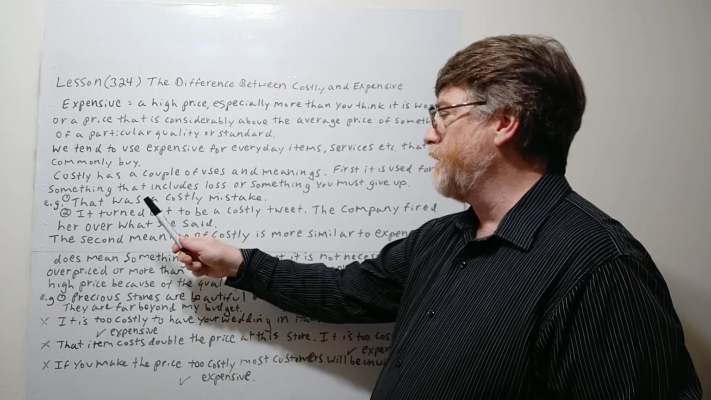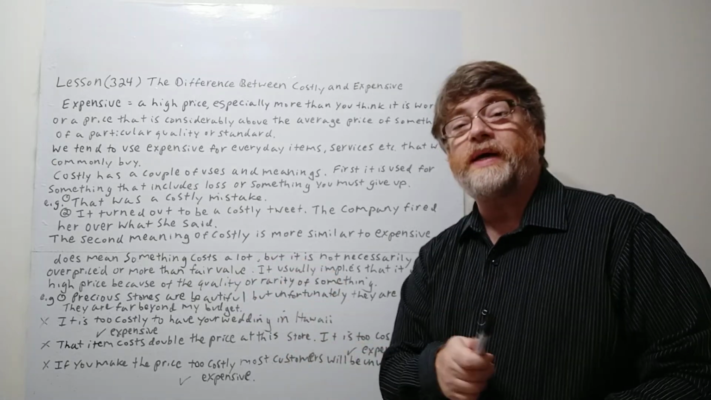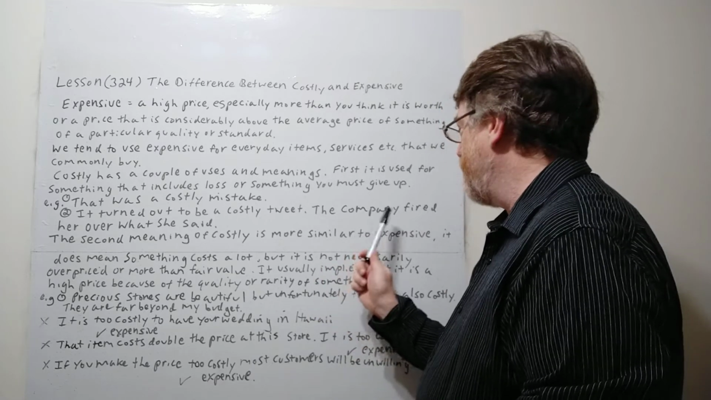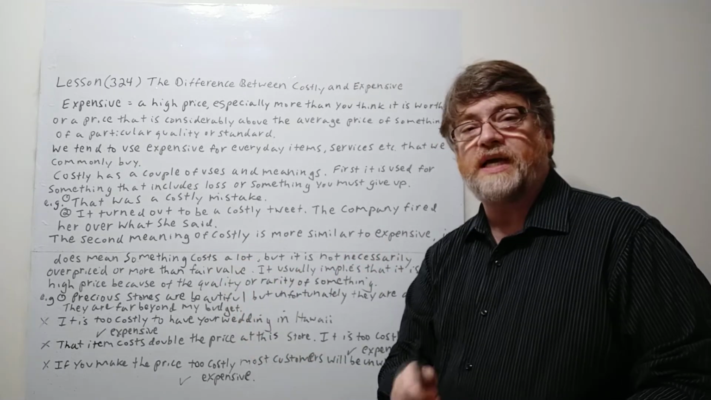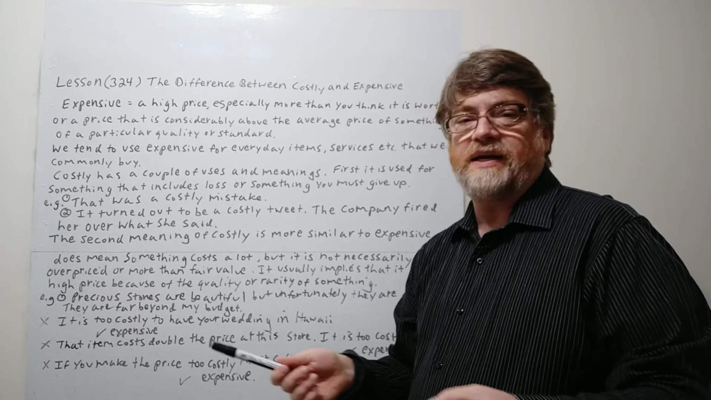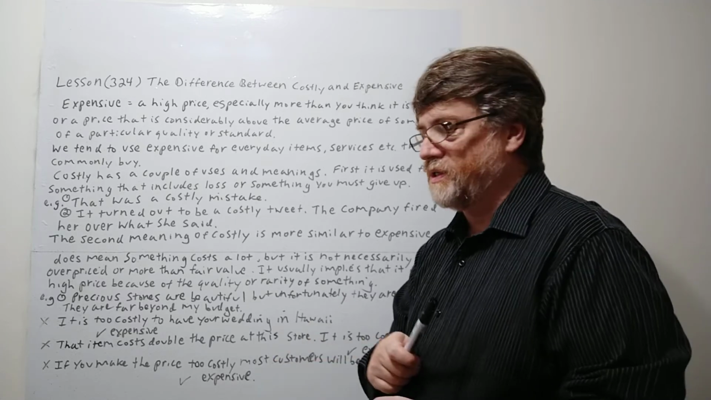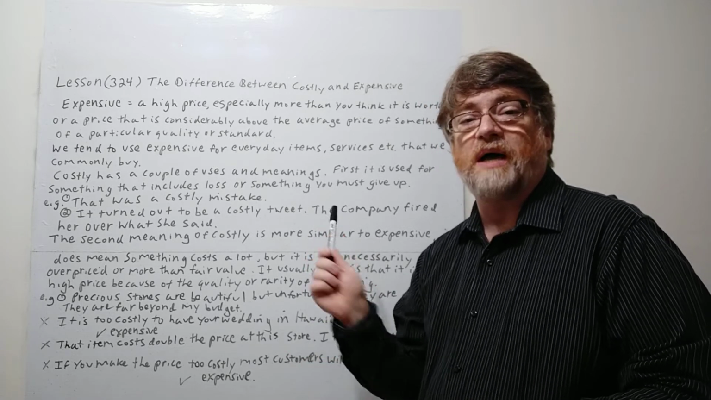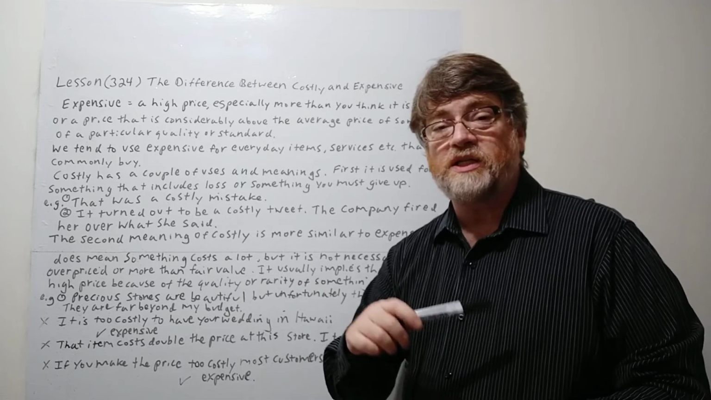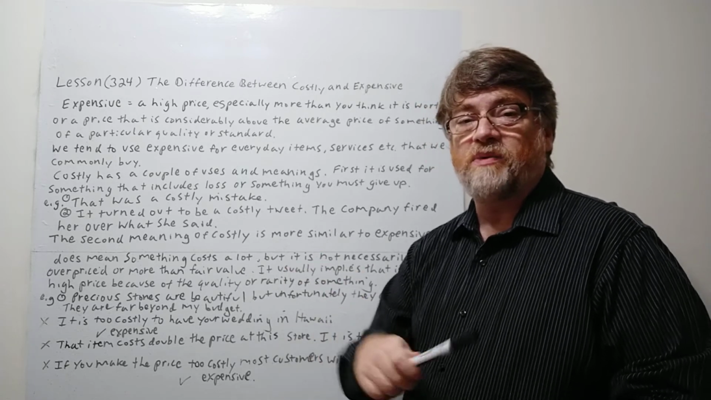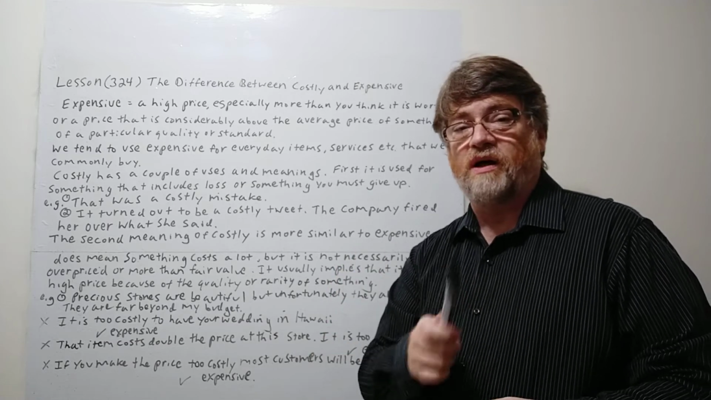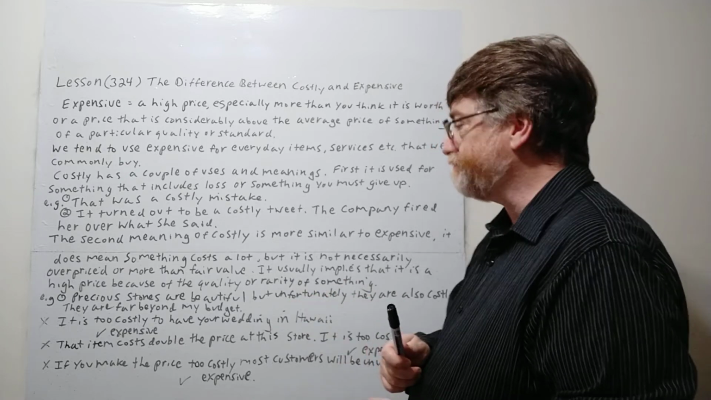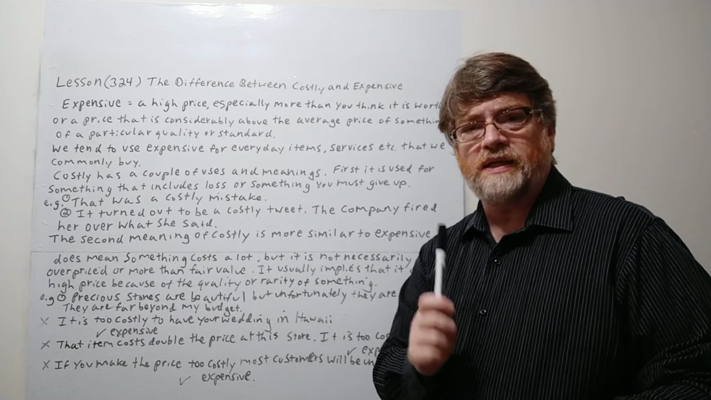Or the second one here, it turned out to be a costly tweet. Yes, we've seen this happen to several famous people now. The company fired her over what she said. So maybe she said something in the tweet that caused controversy, a statement that a lot of people didn't like, and maybe she ended up losing her job over this. So she didn't specifically pay money for this. She wasn't buying it, but it did cause a loss. She lost her job. Or he lost his job, either way. All right, now let's continue here.